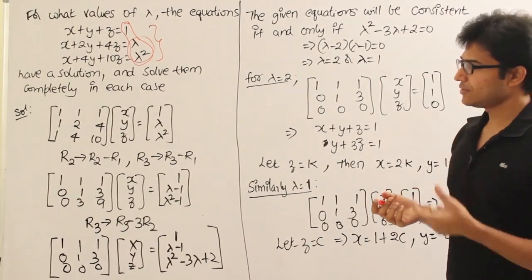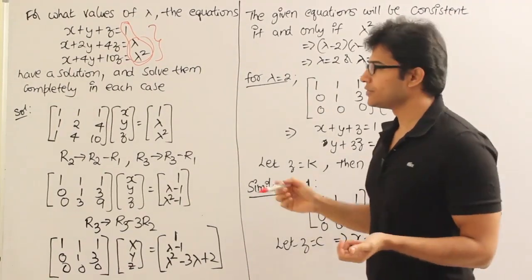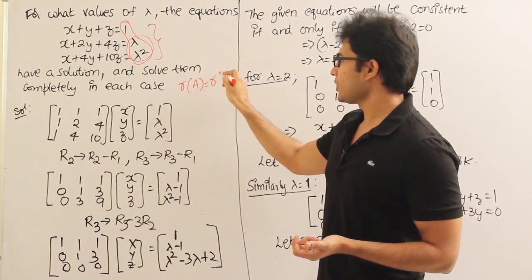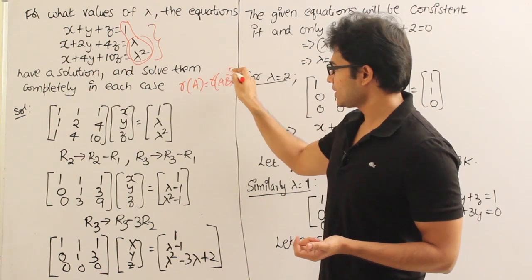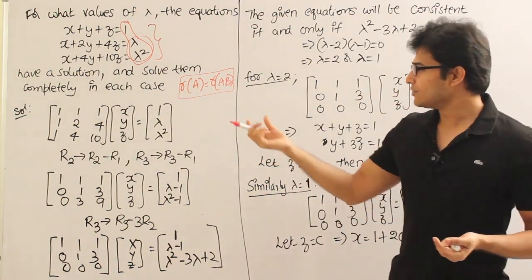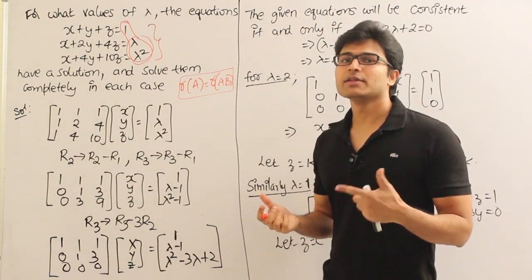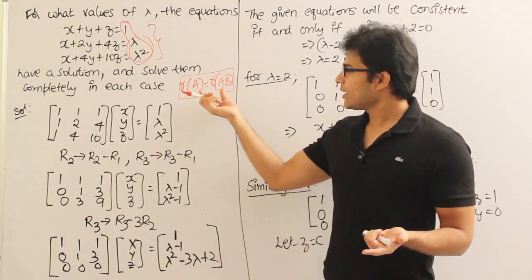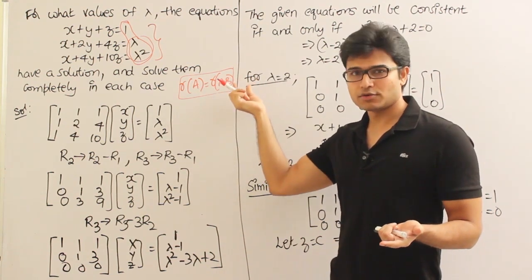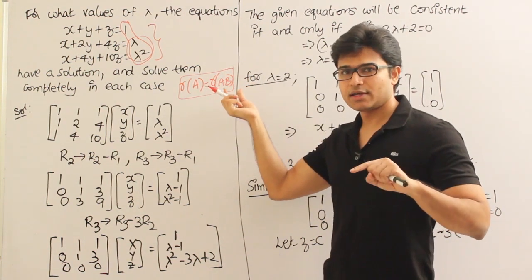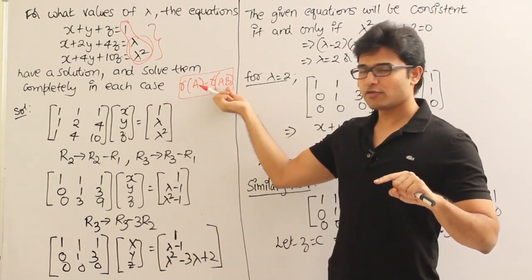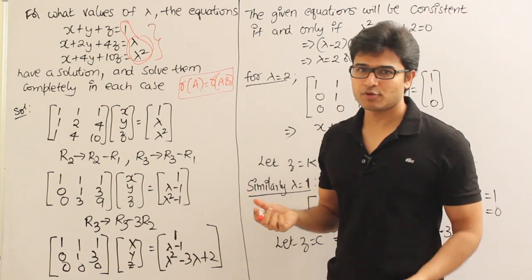So what is the condition for a system of equations to have solutions? We know this: rank of A should be equal to rank of AB. This is the first condition that they should have, so that they can have any solution at all. If this condition fails, then they will be inconsistent, right? And if rank of A equals rank of AB equals the number of unknowns, then it will have a unique solution. If rank of A equals rank of AB is less than n, then it will have an infinite number of solutions.